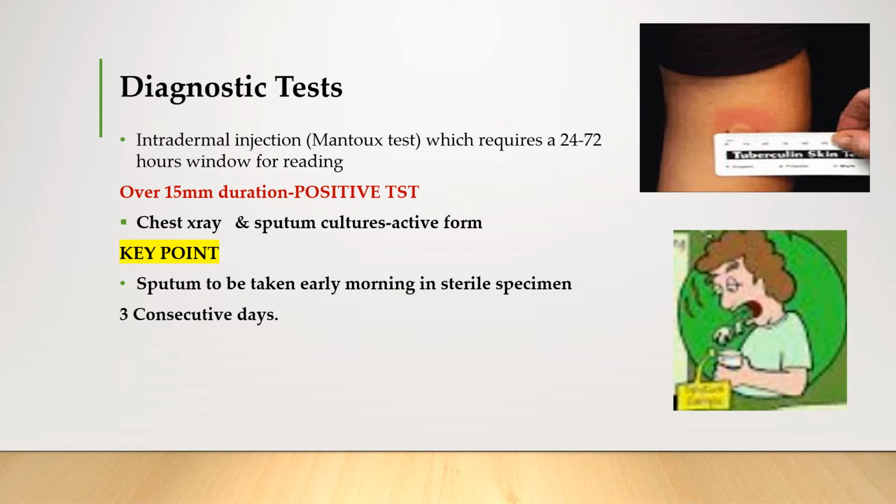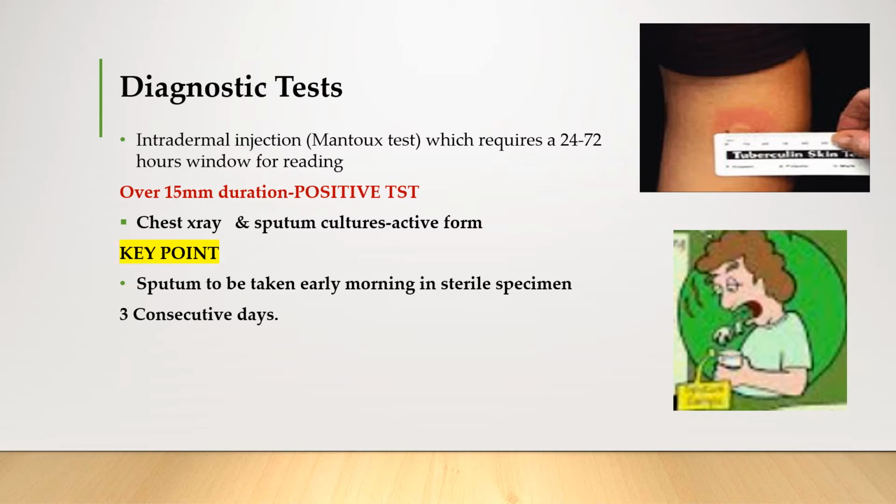Now coming to the diagnostic tests. What are the diagnostic tests that will confirm that the patient has tuberculosis? So first is the intradermal injection. This is also known as the Mantoux test, and as we have usually read in our olden times, it is also known as the PPD test, which requires a 24 to 72 hour window for reading.